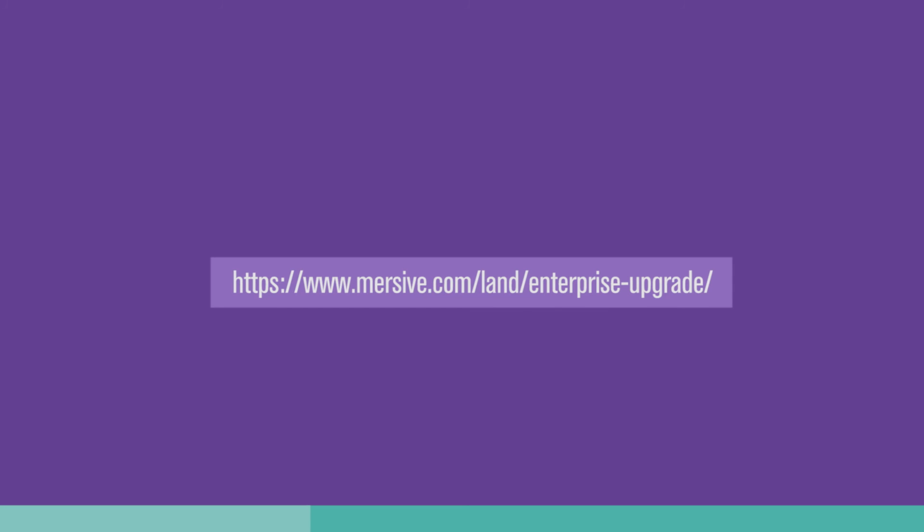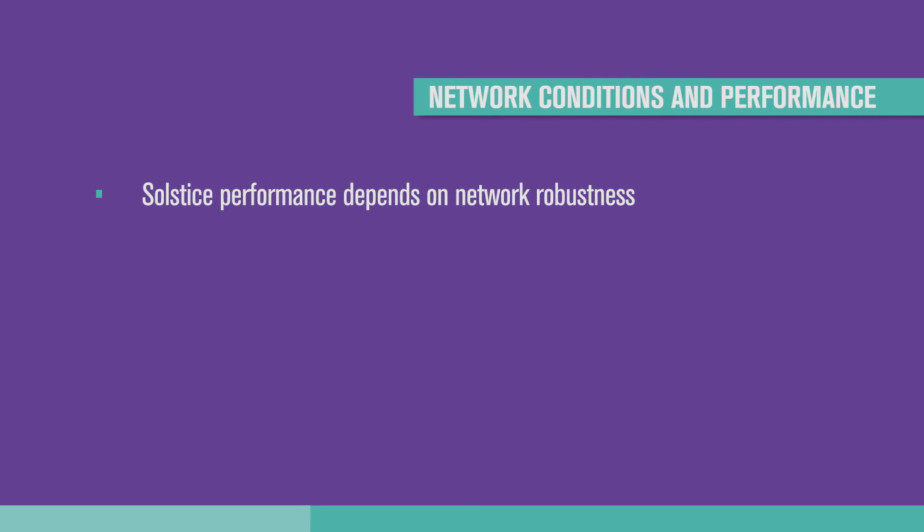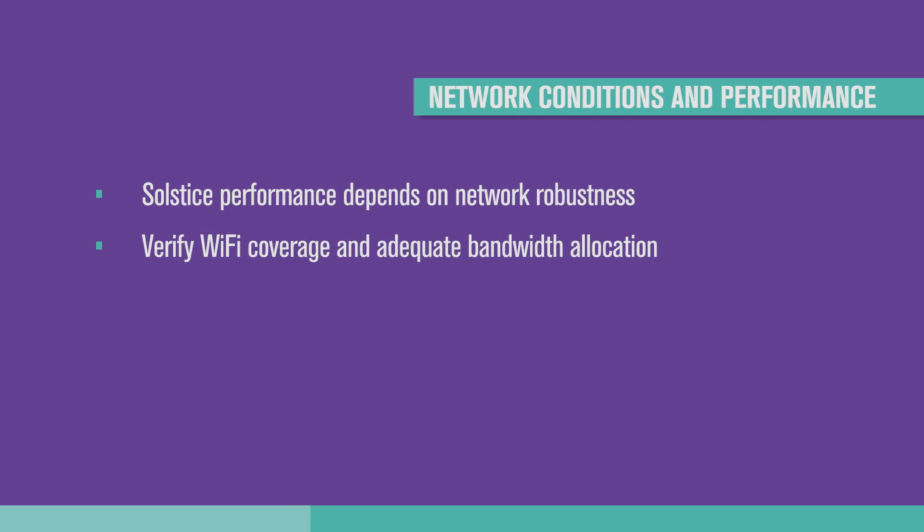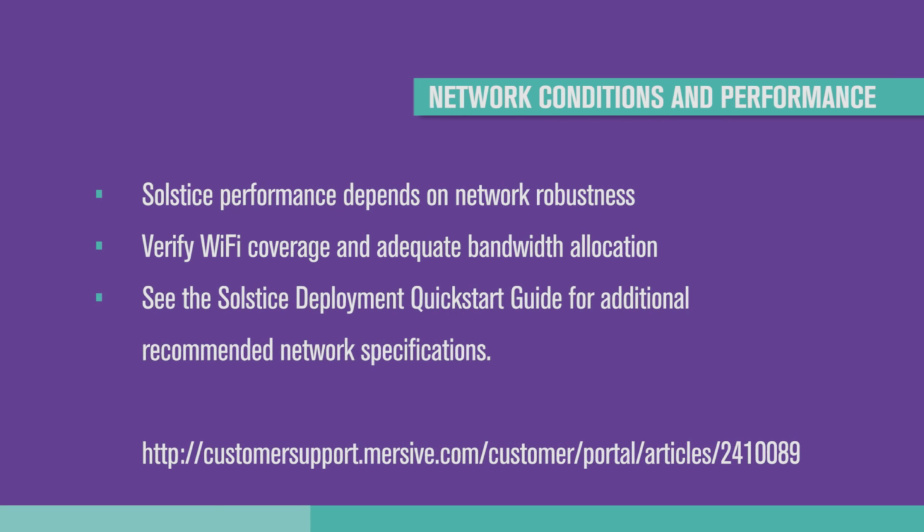Another important consideration when deploying Solstice is the network environment. Because Solstice leverages the host network, poor network conditions can adversely affect the performance of Solstice in the meeting room. We suggest you verify that the host network has good Wi-Fi coverage in the Solstice meeting rooms, and you should also be aware that streaming performance of Solstice will vary based on the performance and capabilities of the host network. For recommended network bandwidth and other performance specifications, please refer to the Solstice Deployment Quick Start Guide.